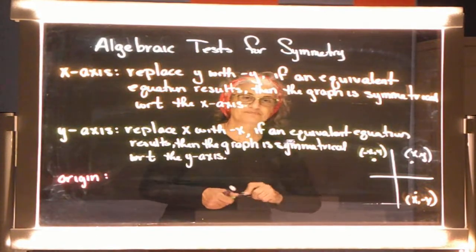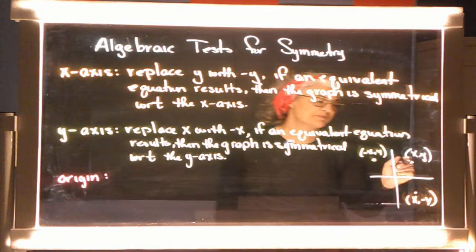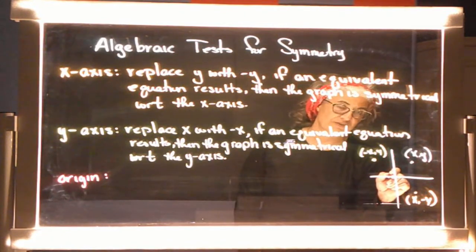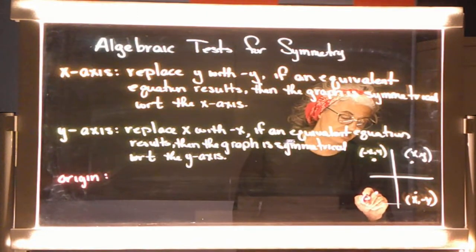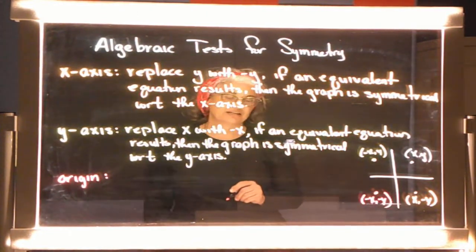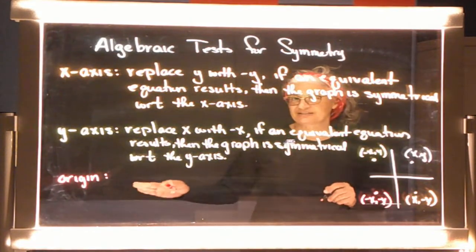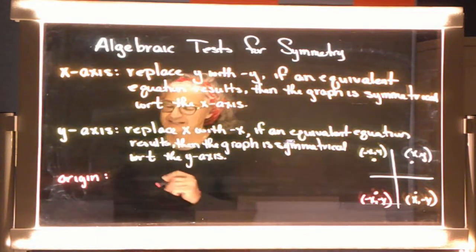Good? Okay, one more symmetry, origin. So remember, this point is looking at itself in the origin, and it ended over here in quadrant 3. And when it ended in quadrant 3, both x and y changed sign, didn't they? So when we're testing algebraically, what do you think you're going to replace? Yep, I heard you say it.